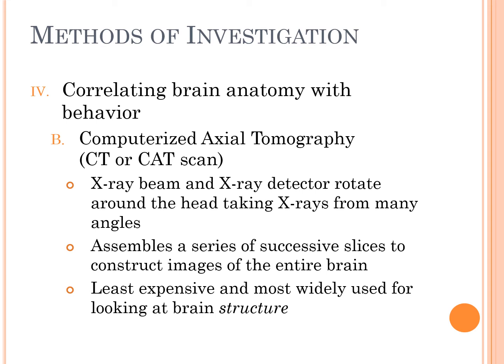So computerized axial tomography, we're looking at structure, and this is basically getting X-rays, but from many different angles. They have an X-ray beam and an X-ray detector, and they rotate. Because we're looking at the brain, they rotate around the head, taking X-rays from many angles. Then they assemble this series of successive slices as they move those machines to construct images of the entire brain, and it lets us look at the structure of the brain. This is the least expensive and most widely used method for looking at brain structure.